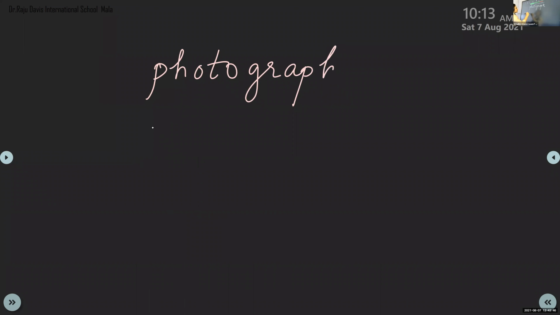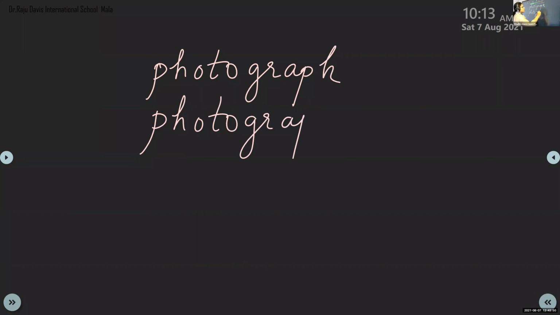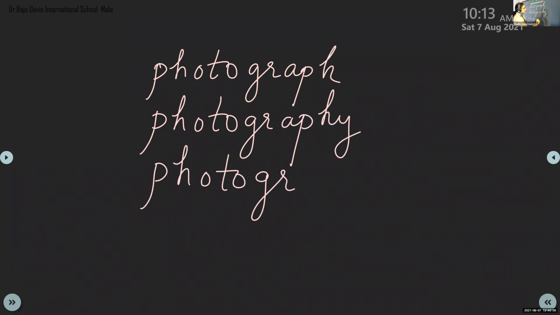Photograph. Then photography. Again, photographic. Okay, so here the syllable stress for the first word is on the first syllable. Photograph. And when it comes to photography, the second syllable.